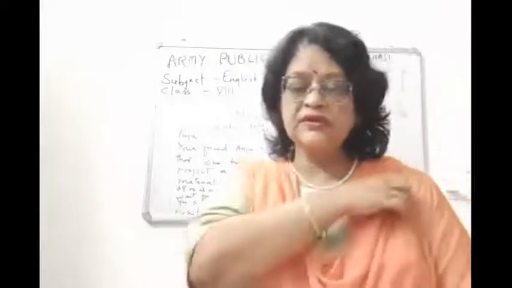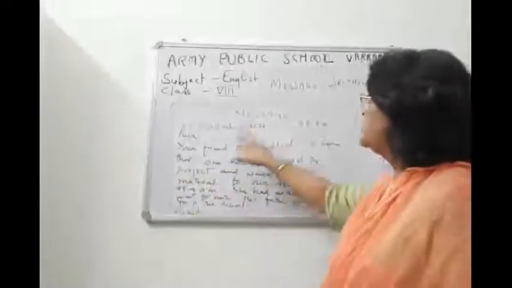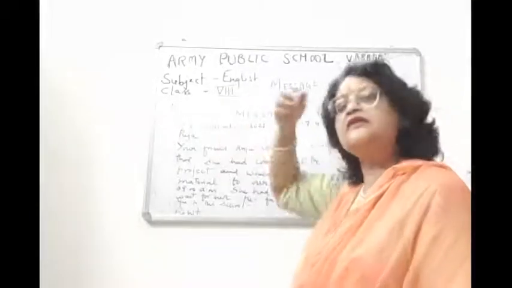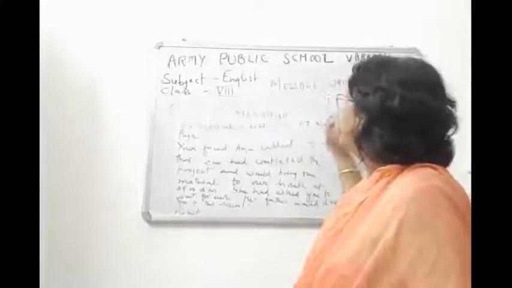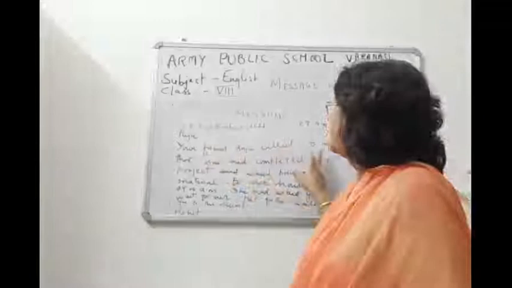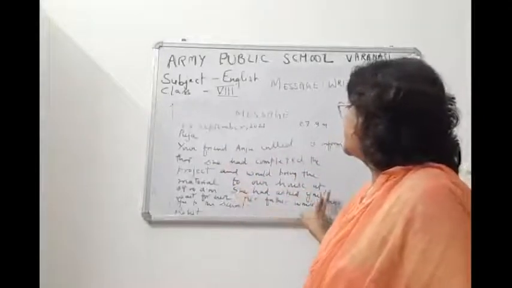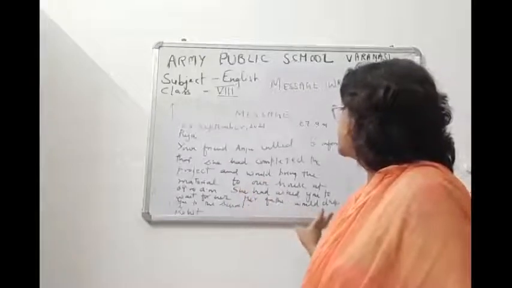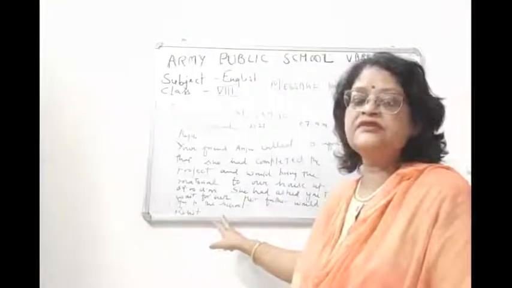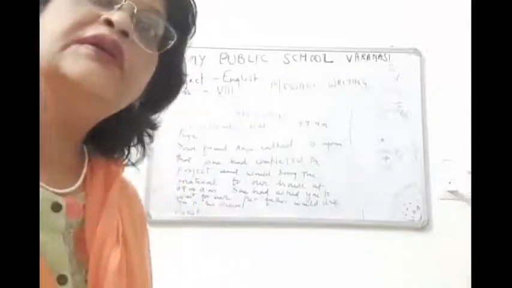Okay, so you can see, children. Once again I read. You have to draw the box, you have to write the message in the center, write the date, the way you will write the date in the letter, then you have to write 7 a.m. Puja. Your friend Anju called to inform that she had completed the project and would bring the material to our house at 9 a.m. She had asked you to wait for her. Her father would drop you to the school. And children, here signatory is Rohit. Signatory is Rohit. Okay.